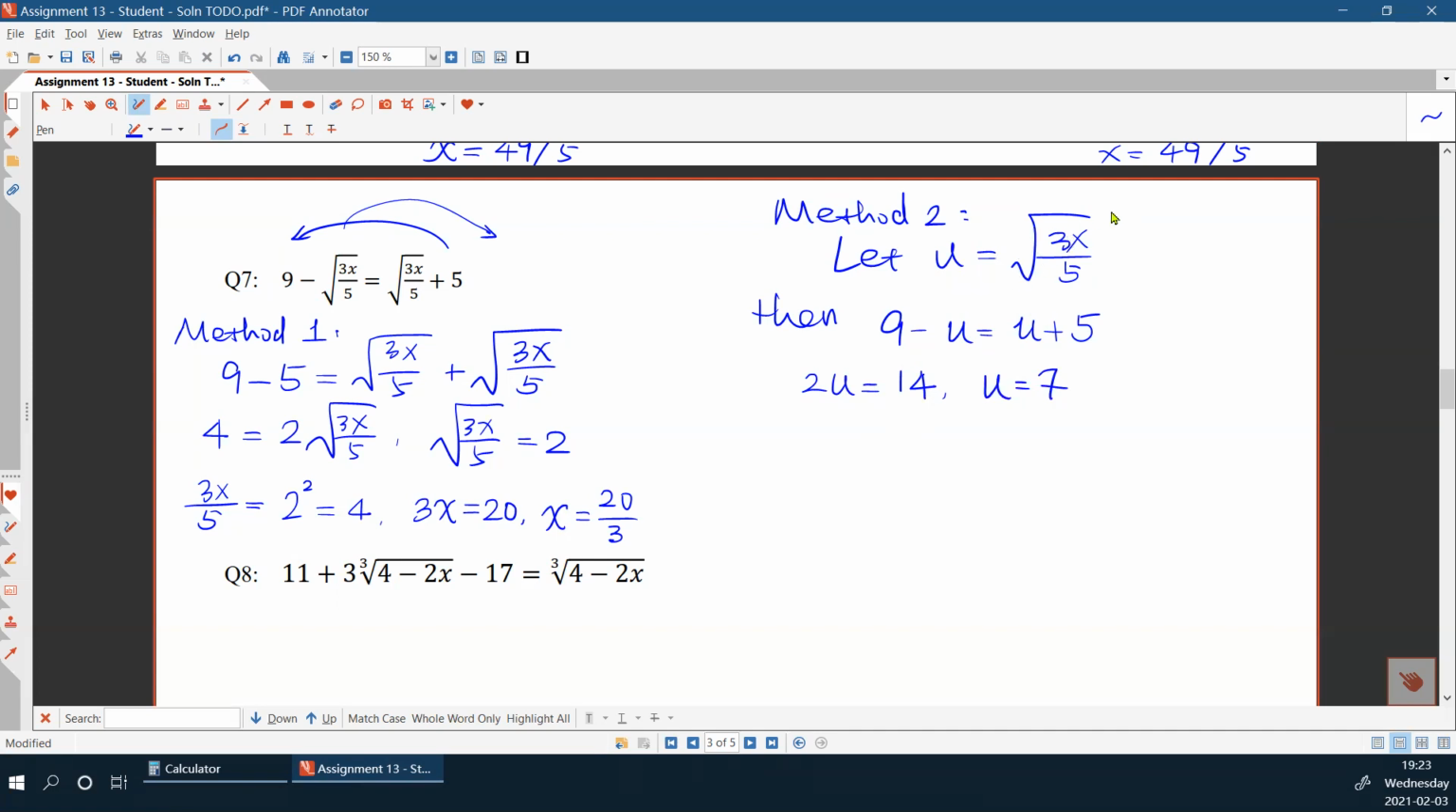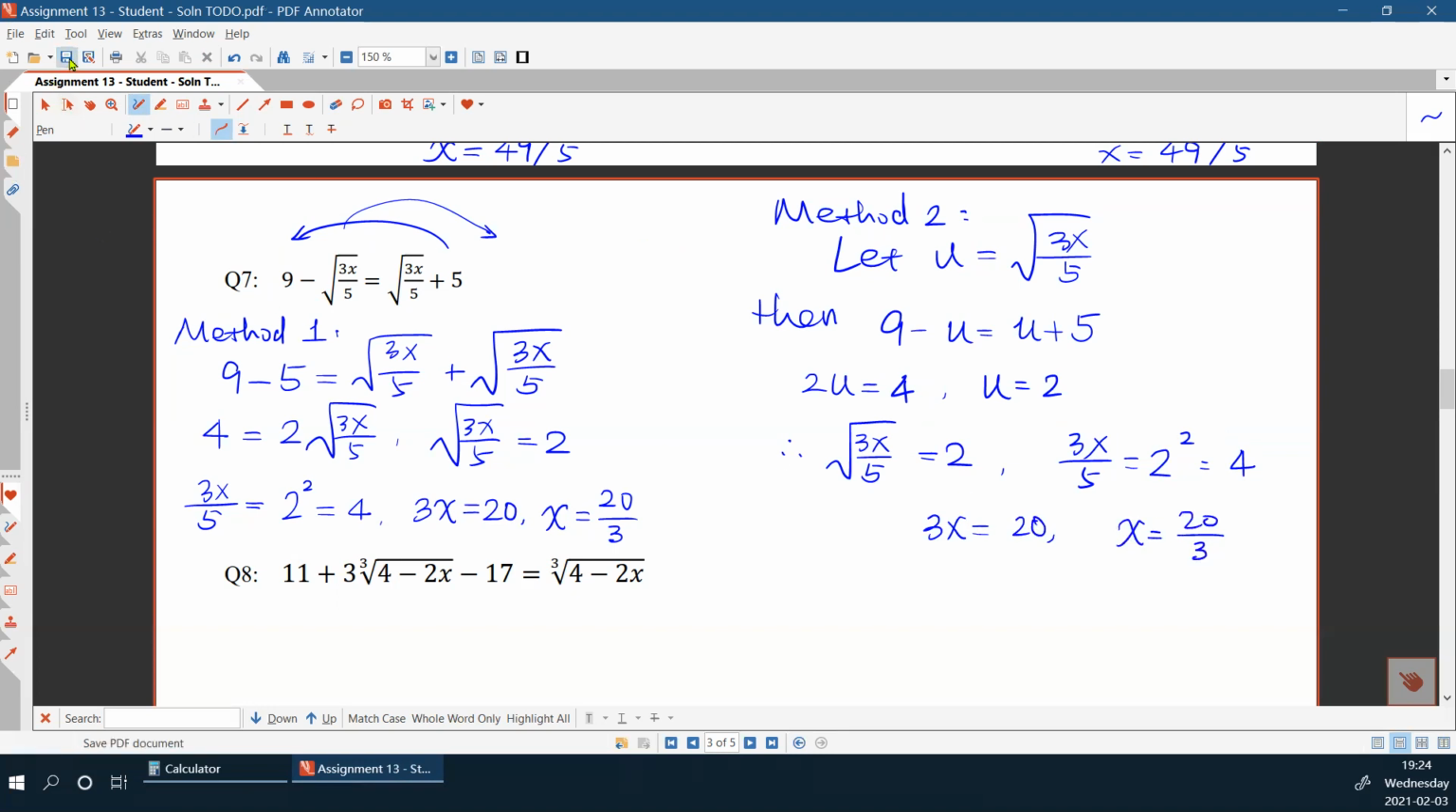And because U is square root 3x over 5, that means your 3x over 5 square root is actually 7, right? So this means 3x over 5 is 7 to the second, which gives you a 49. Sorry, it's not 14, it's a 4 here. My bad. U is not 7, U is actually 2. And 3x over 5 is 2 to the second, which is a 4. So that means 3x is 20, and x is 20 over 3.